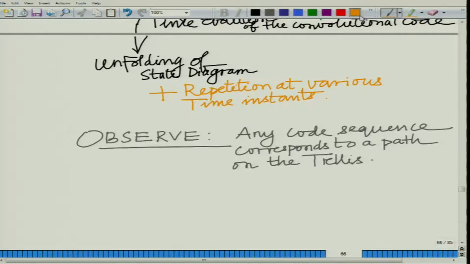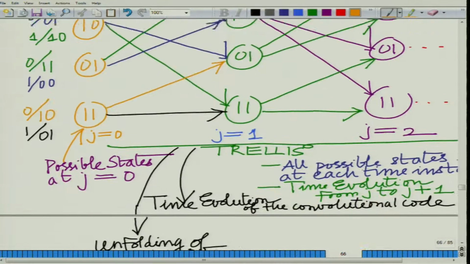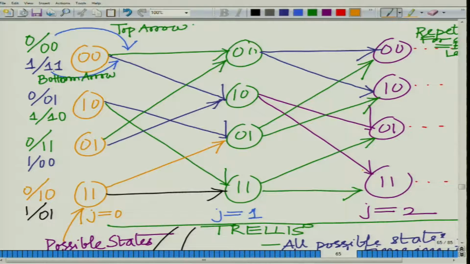So any code sequence, and this is important, any code sequence corresponds to a path. What we mean by this is, for instance, if we look at 0 0 1 0 1, let's say we start from 0 0, and then we proceed to 1 0, and from 1 0 we proceed to 1 1. At time instant j equal to 1 we read state 1 0 and then we proceed to 1 1.